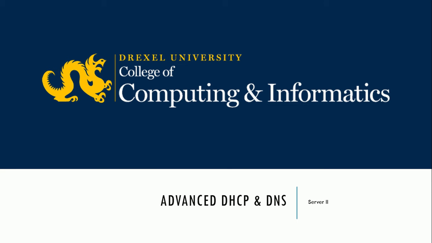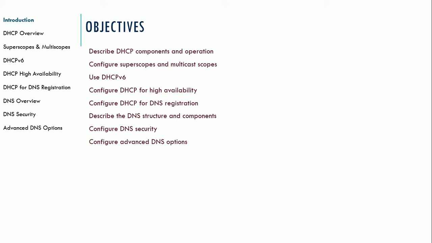In this unit, we're going to talk about DHCP and DNS, and we've talked about these topics before in the follow-on course to this course, Server 1. But we're going to touch on this again and talk about some of the advanced options available to us in Windows 2012 Server, and also they're available in 2016 as well.